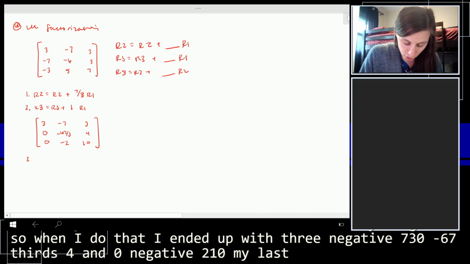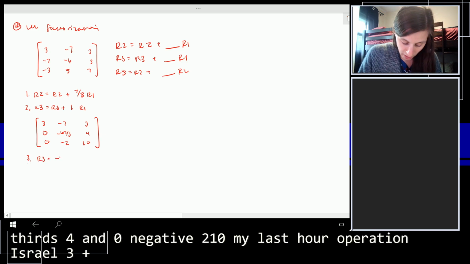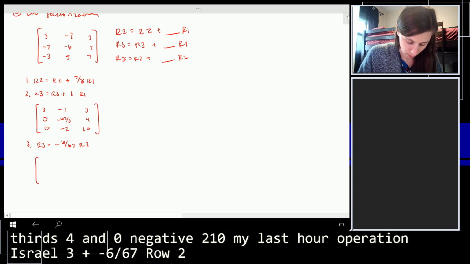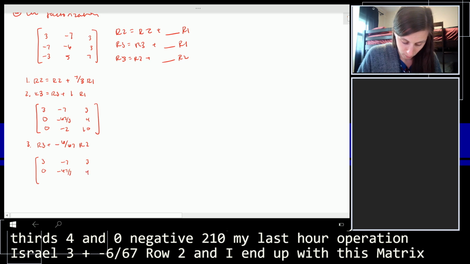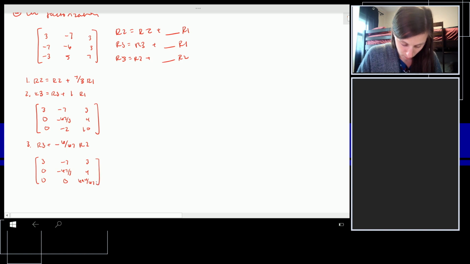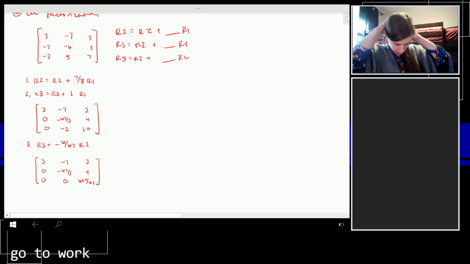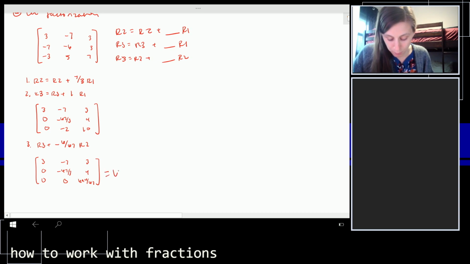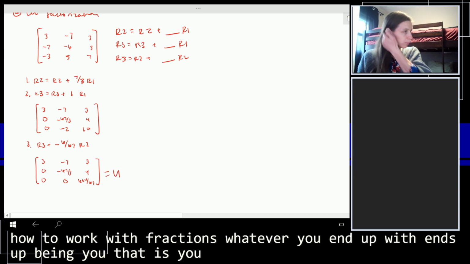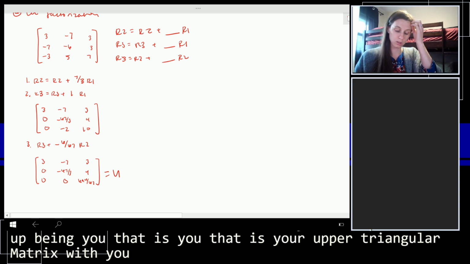My last row operation is row 3 plus negative 6/67 row 2. And I end up with this matrix. I have no choice but to work with fractions. Whatever you end up with ends up being U. That is U, your upper triangular matrix with your lower triangle of zeros.